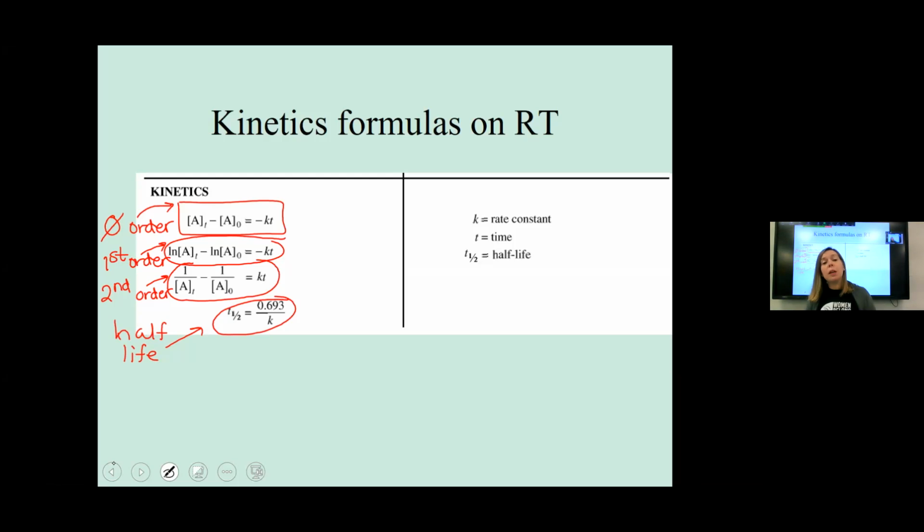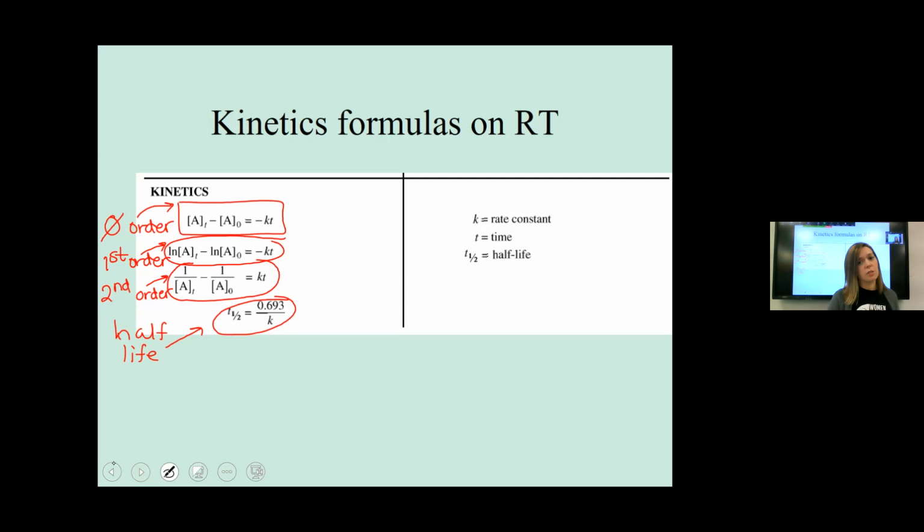Hello. Today we are going to need both our calculators and our reference tables. So first thing that I need you to do is to open up your reference table to the back of the first page and find the section labeled Kinetics. And next to these equations, I want you to write zero order next to this first equation on your reference table. First order next to this equation that uses the natural log.